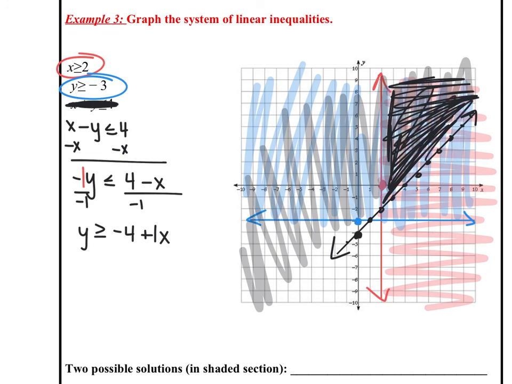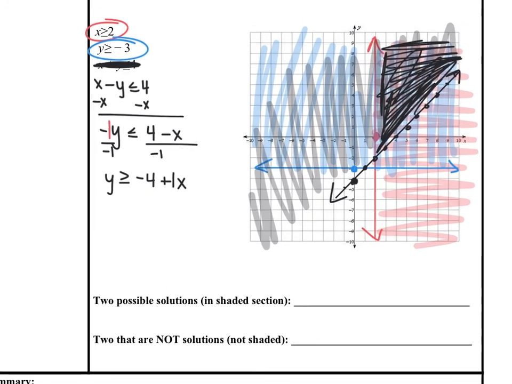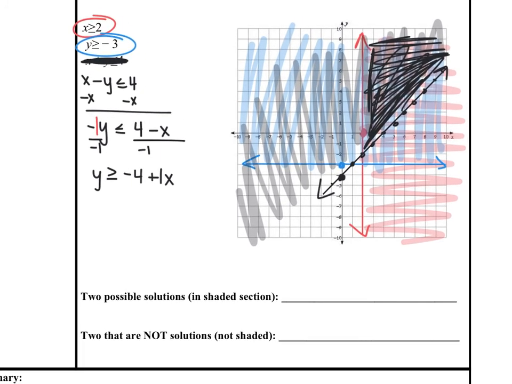So you can either just darken in that section or you can erase everything else. In MathXL, you'll have to figure out, after you graph the two things, where would the overlapping section be, and that will be the only spot where you highlight. So last thing here is two possible solutions. These would have to be in the shaded region. So you could choose any 2 points in the shaded region.